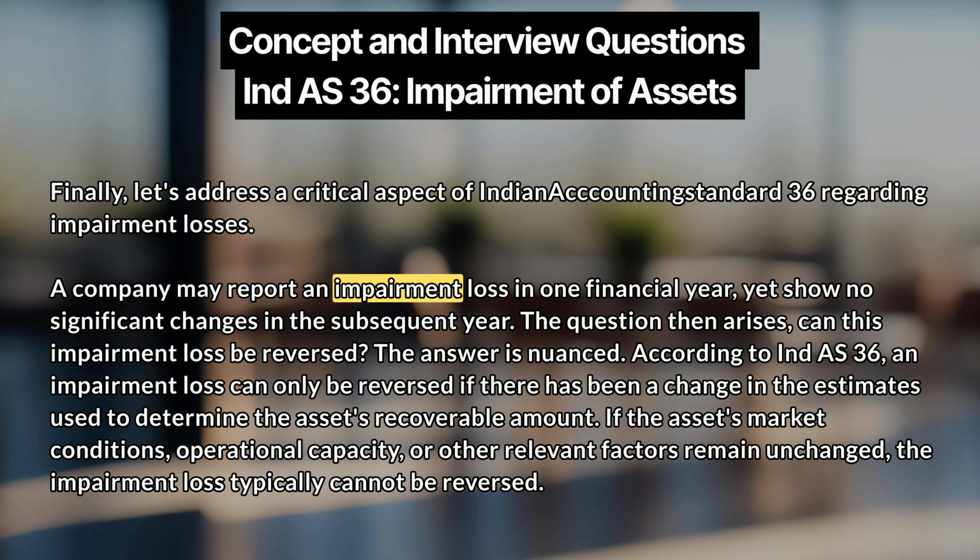Finally, let's address a critical aspect of IND AS 36 regarding impairment losses. A company may report an impairment loss in one financial year, yet show no significant changes in the subsequent year. The question then arises, can this impairment loss be reversed? The answer is nuanced. According to IND AS 36, an impairment loss can only be reversed if there has been a change in the estimates used to determine the asset's recoverable amount. If the asset's market conditions, operational capacity, or other relevant factors remain unchanged, the impairment loss typically cannot be reversed.